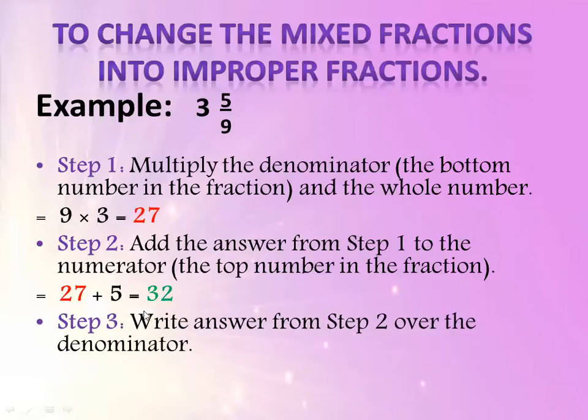So in step 3, write the answer from step 2 over the denominator. Your denominator will remain the same. You will not change your denominator, but you will write your step 2 answer, that is 32, over the denominator, in this way: 32 upon 9. This is very simple. 9 multiplied by 3 becomes 27, and then 27 plus 5 becomes 32. So 32 over 9 is the improper fraction.